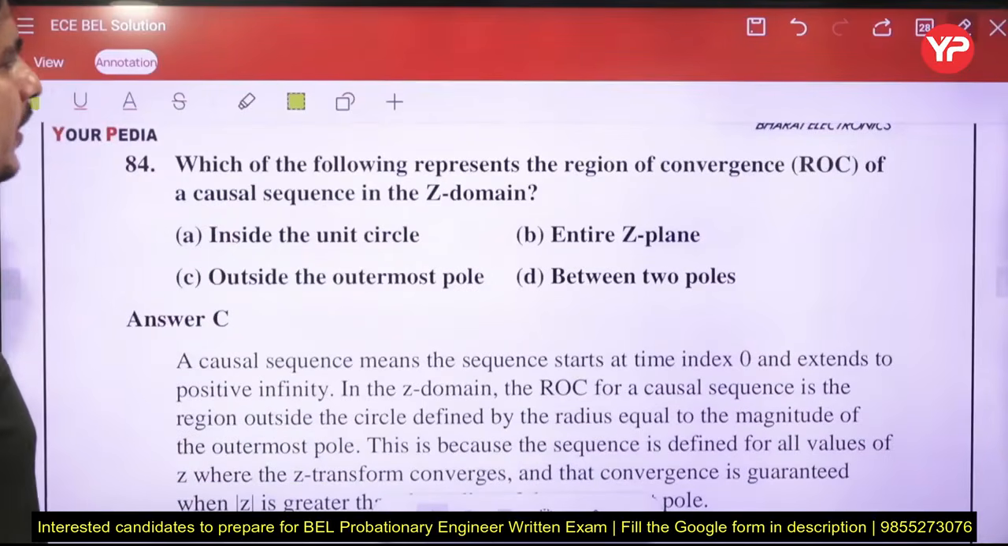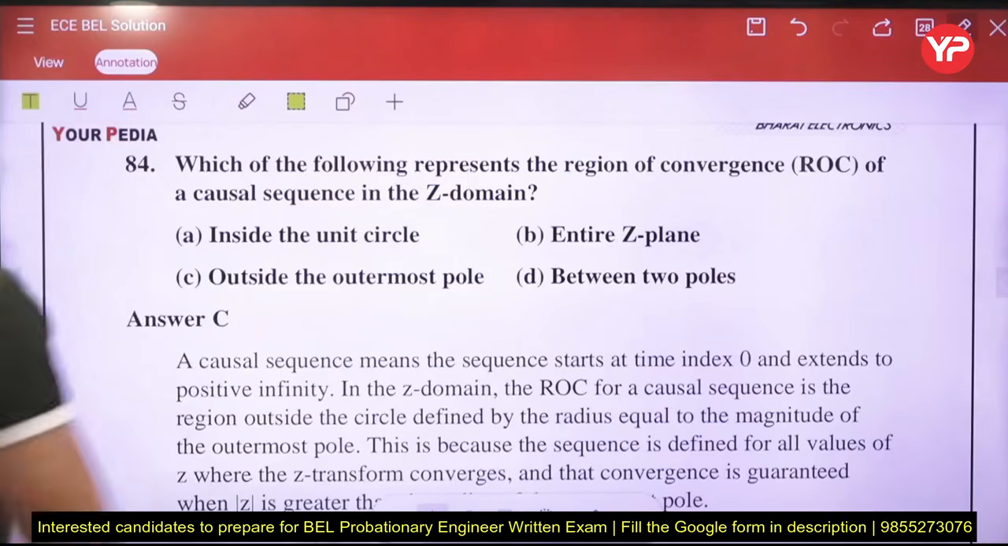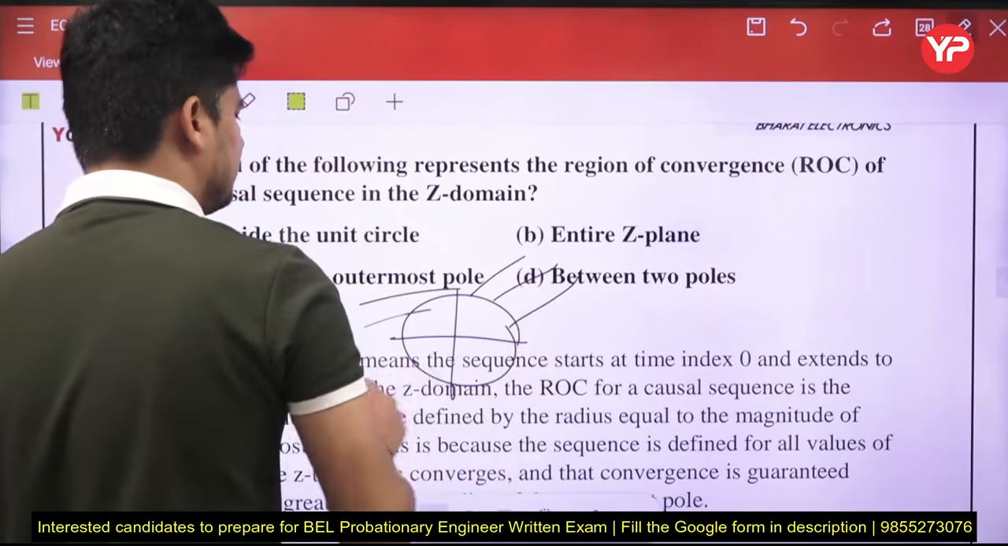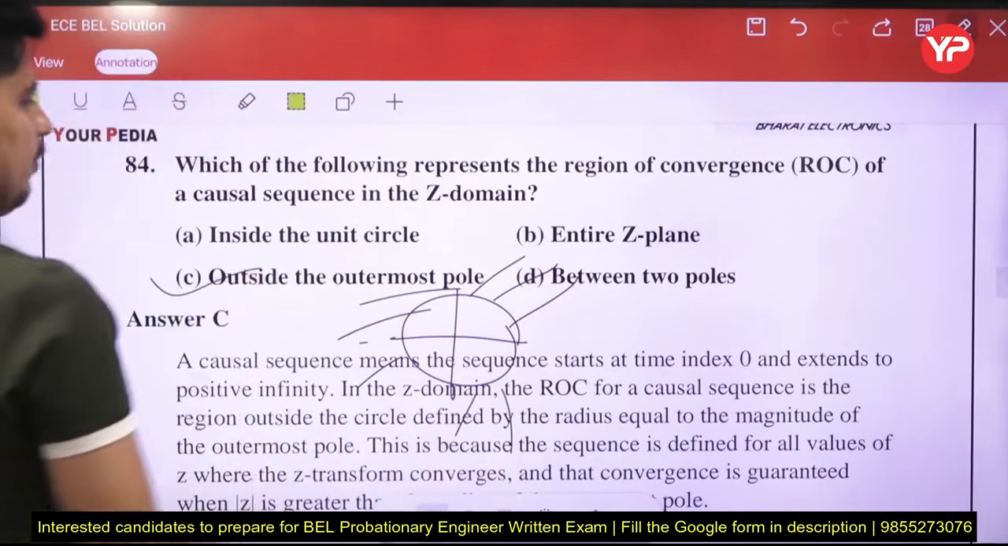Which of the following represents the region of convergence of a causal sequence in Z domain? So in case of a causal sequence, your ROC must be covering the region outside the outermost pole. So if you are having an outermost pole here, the ROC will be outside of that one. So outside the outermost pole.